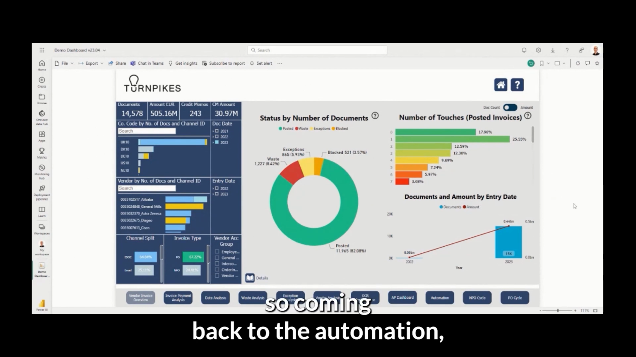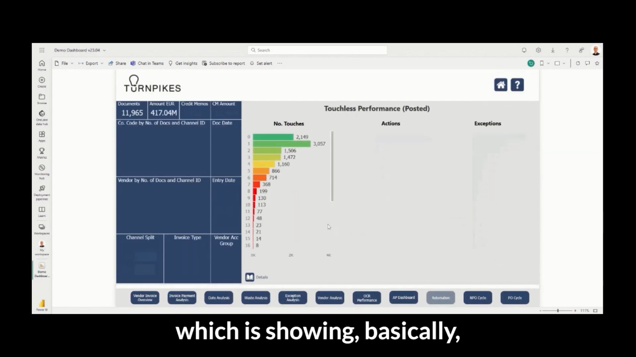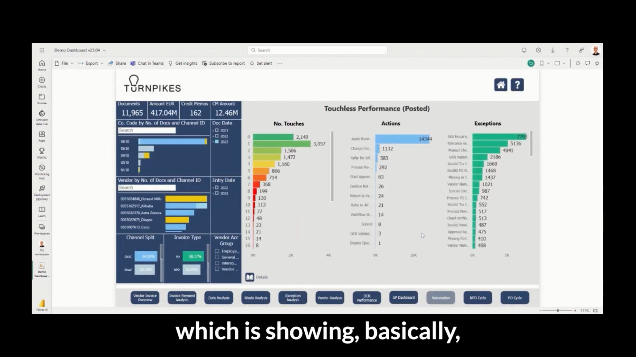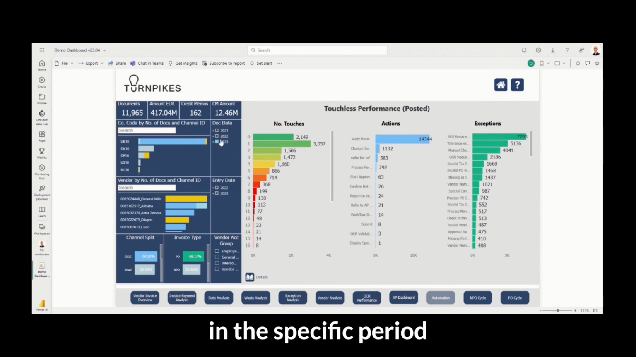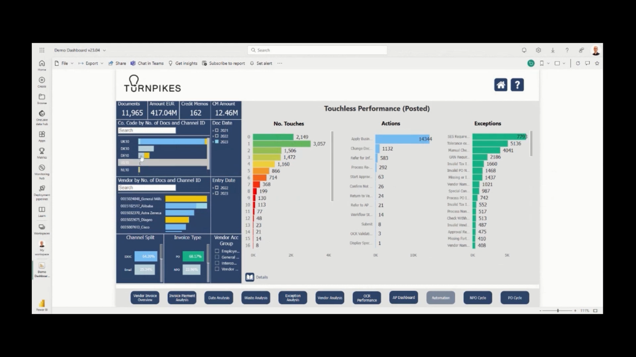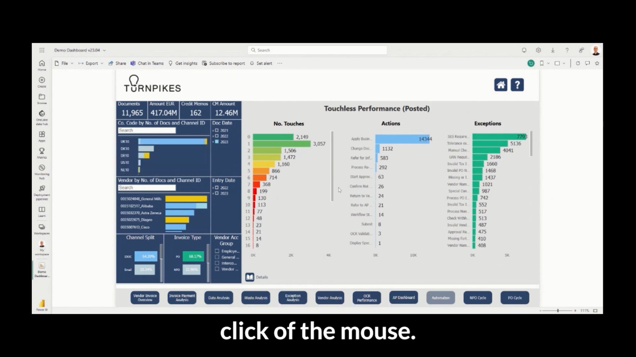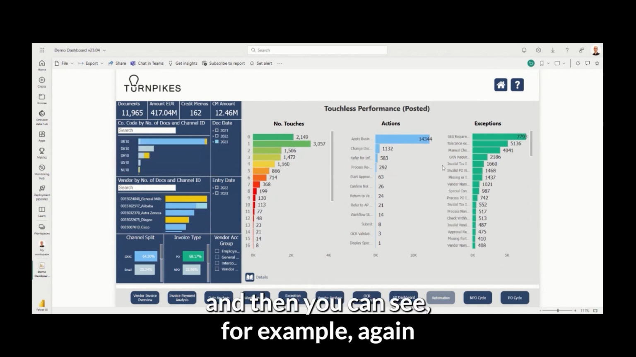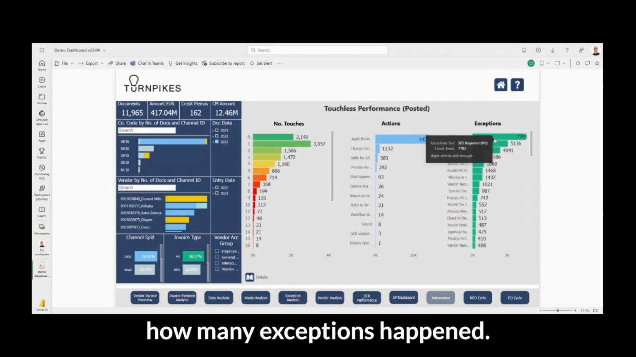So coming back to the automation, we do have our automation dashboard, which is showing basically the number of touches, again, in a specific period, per specific vendor, per specific company code. You can slice and dice your data as much as you want with a simple click of the mouse. And then you can see, for example, again in the year 2023, how many exceptions happened.